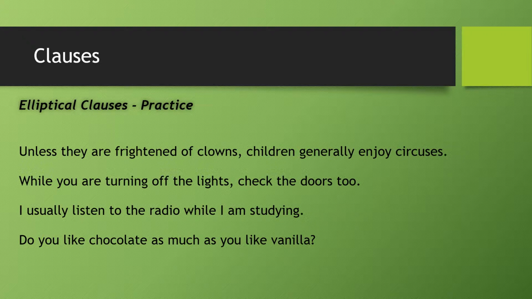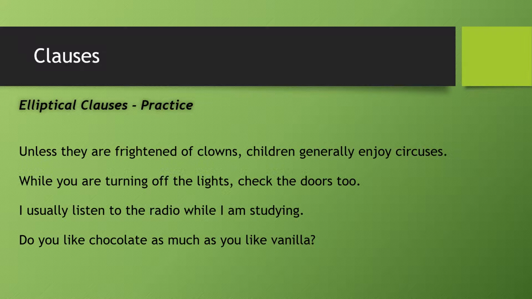Let's look at a few sentences and just try to pick out the elliptical clauses. Unless they are frightened of clowns, children generally enjoy circuses. While you are turning off the lights, check the doors too. I usually listen to the radio while I am studying. Do you like chocolate as much as you like vanilla? All right, before I show them, try to determine what the elliptical clause is in these sentences.